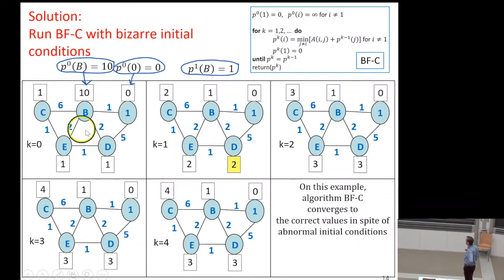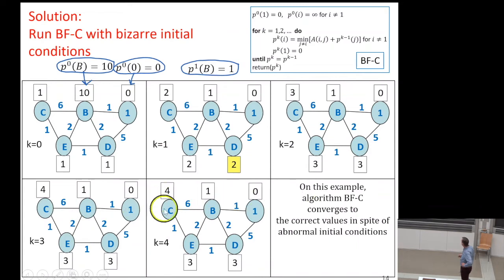E will ask C and D, and both agree and give the answer of 2. That's what will happen at iteration 1. Then at iteration 2, they will continue this ping-pong game. They will say, oh, we are at a distance of 2, so each of them believes they are at a distance of 3. Right? So this ping-pong game is in the nature of the Bellman-Ford algorithm, and we'll see that it does happen in distance vector routing algorithms.